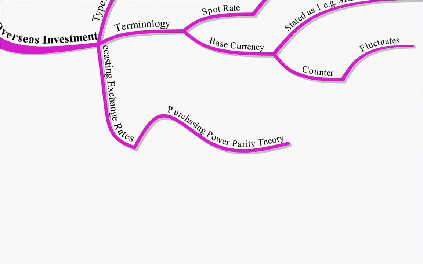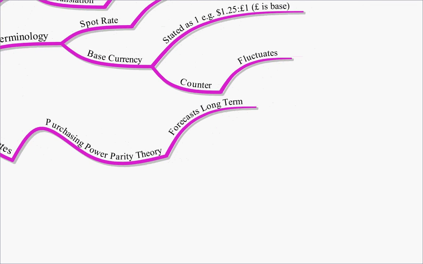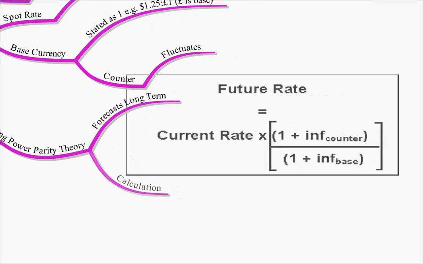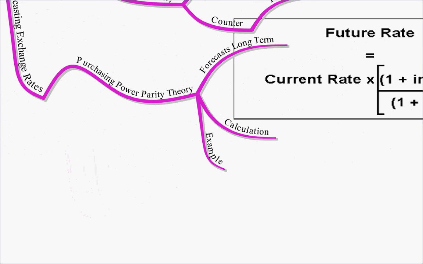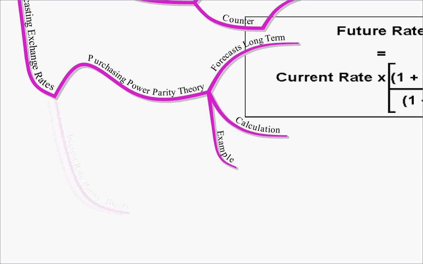Well, we can first of all use purchasing power parity theory, or the law of one price. This forecasts over the long term and uses the calculation: the future rate equals the current rate times 1 plus inflation in the counter over 1 plus inflation in the base. So that's future rate equals the current rate times 1 plus inflation in the counter over 1 plus inflation in the base. And we did an example of that. You need to do plenty of examples of these to get into your head how to do them.